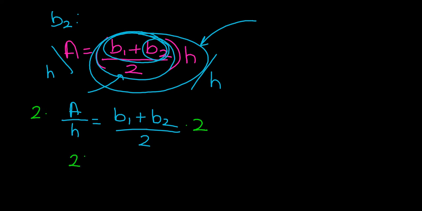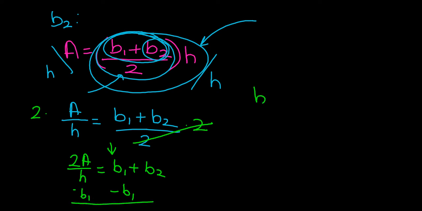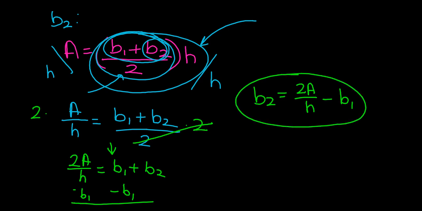And that's going to give me 2a over h equals, the 2's have canceled, and I've got base 1 plus base 2. And finally, if I want to get base 2 all by itself, I have to get rid of that base 1 right there. It's a positive b1, and I get rid of a positive b1 by subtracting b1. And I'll end up with base 2 is equal to 2 times the area divided by height minus base 1. Okay?